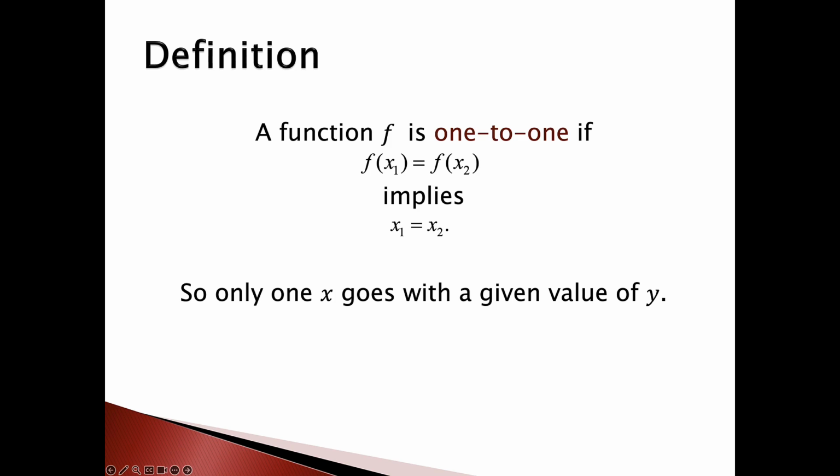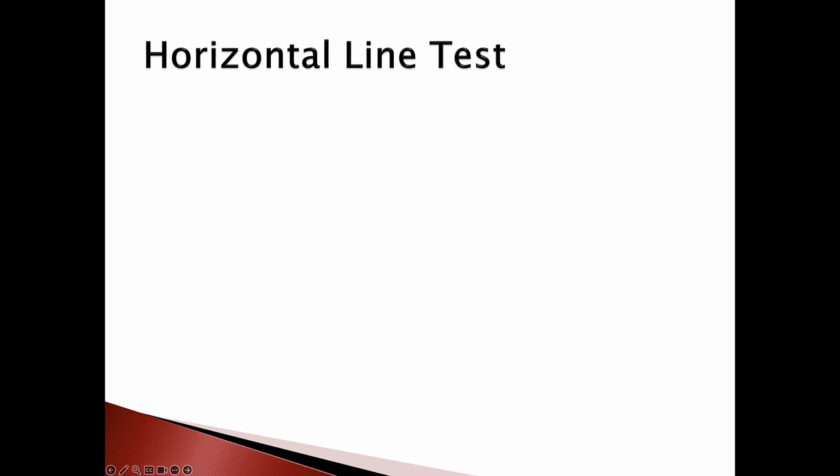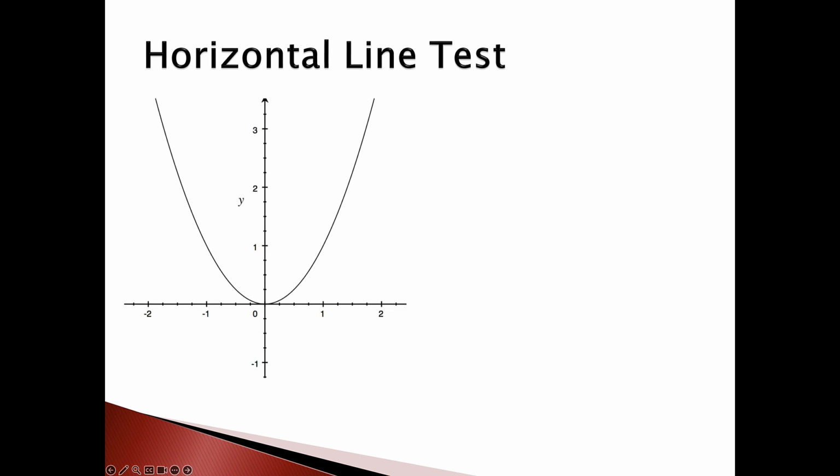So what that means is, if you have a one-to-one function, there's an obvious x to go with every y. So that's why we call it one-to-one. One x goes with one y goes with one x. It all matches up nicely. And there's a way to see this from the graph. Because if we look at the graph of x squared, there's a problem.